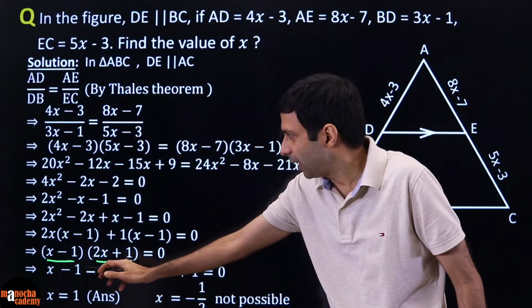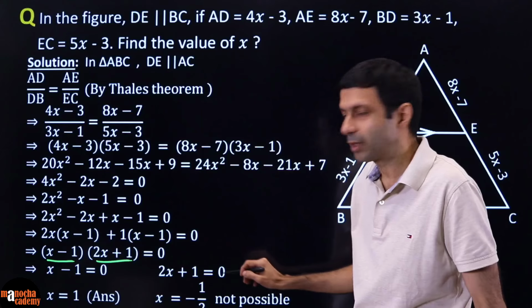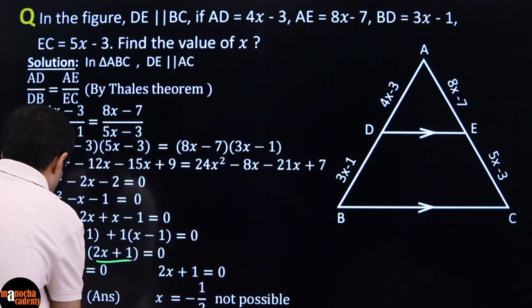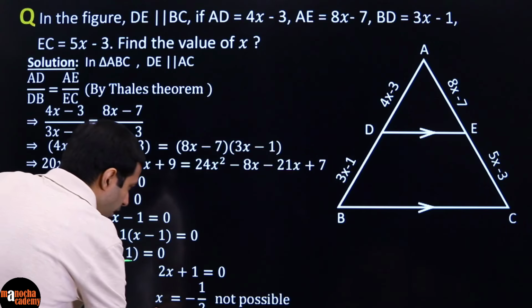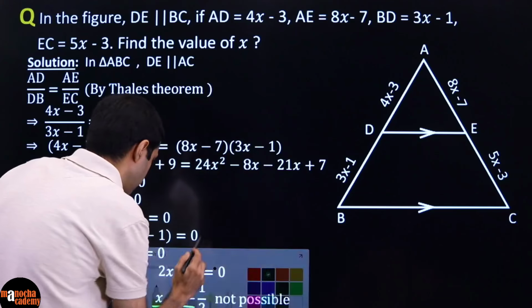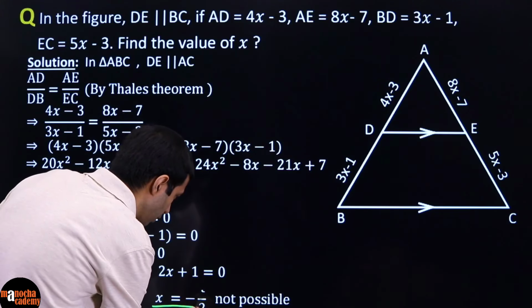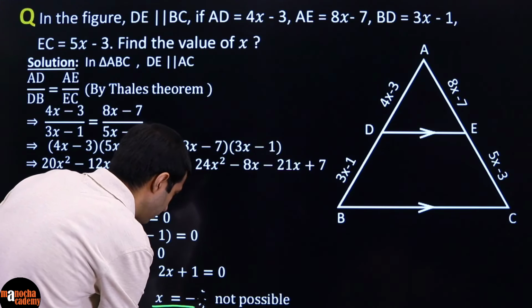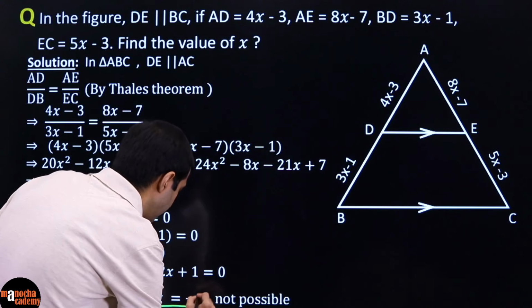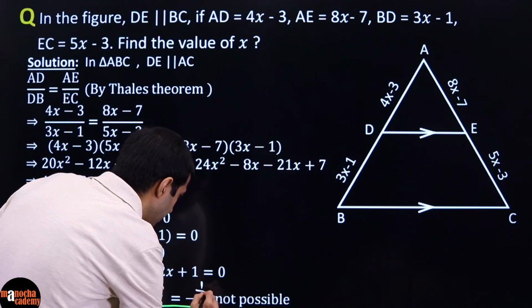So either x minus 1 is 0 or 2x plus 1 is 0, which basically means either x is equal to 1 or x equals minus half. Let me write this again since it's not clearly visible. Either x is equal to 1, or 2x plus 1 is 0, which means x is minus half.